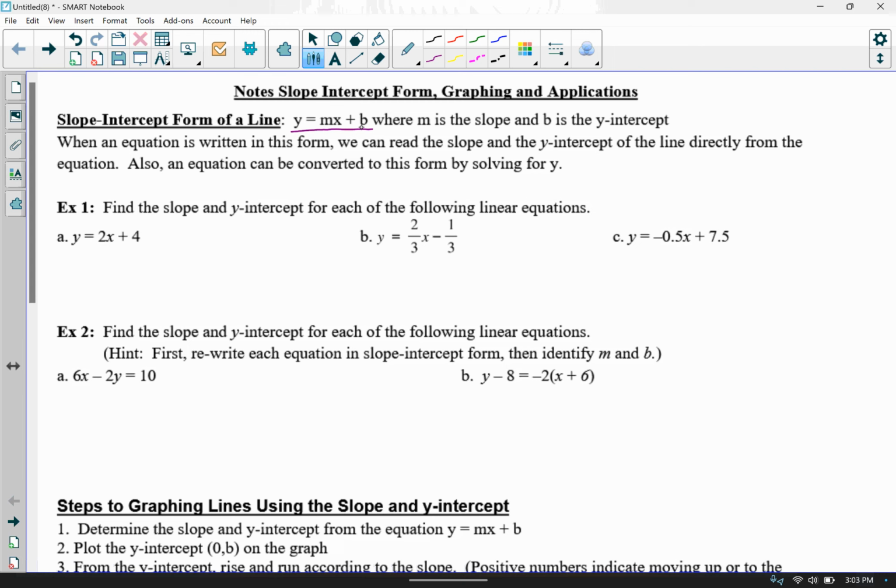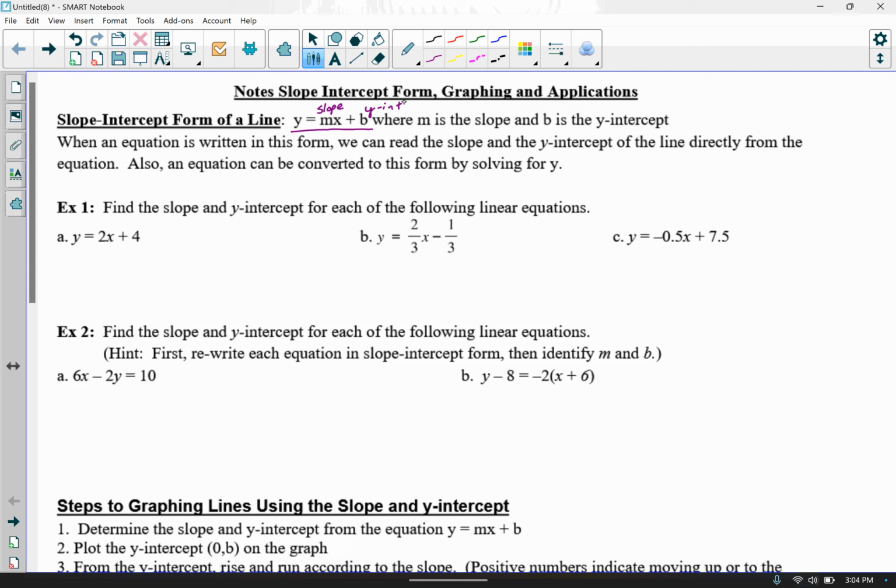m is just, remember, your symbol for slope, and b is for your y-intercept. So m is your slope, and that b there is your y-intercept. Whenever an equation is written in this form, it allows you to easily pluck off what the slope and the y-intercept are for that particular equation.